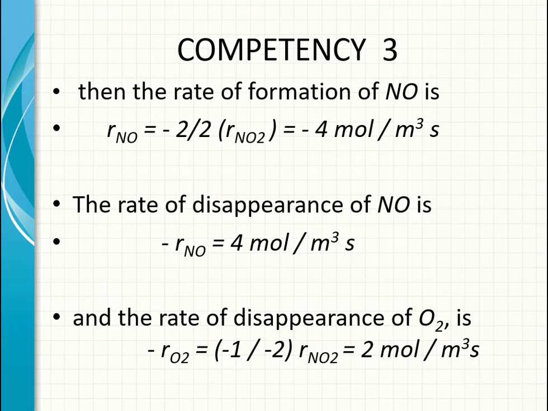And the rate of disappearance of oxygen is minus rO2 equal to minus 1 divided by 2 times the rate of NO2, which is equal to 2 moles per cubic meter per second.